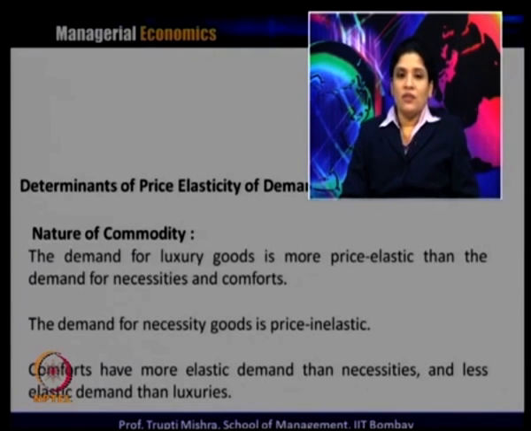Then we will see what are the underlying factors that make buyers sensitive to the change in the price. The first determinant, or the first factor which determines the price elasticity of demand, is the nature of the commodity. So, let me introduce the concept of different kinds of goods, or commodities. We basically have three types of goods: one is luxury good, second is comfort good, and third is necessity good.